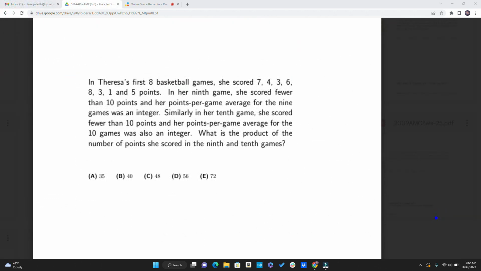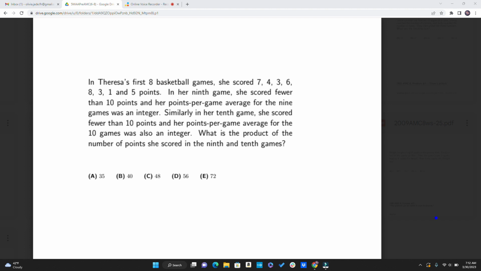In Teresa's first 8 basketball games, she scored 7, 4, 3, 6, 8, 3, 1, and 5 points. In her 9th game, she scored fewer than 10 points, and her points per game average for the 9 games was an integer. Similarly, in her 10th game, she scored fewer than 10 points, and her points per game average for the 10 games was also an integer. What was the product of the number of points she scored in the 9th and 10th games?